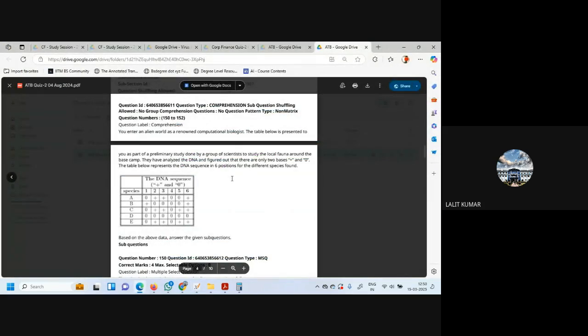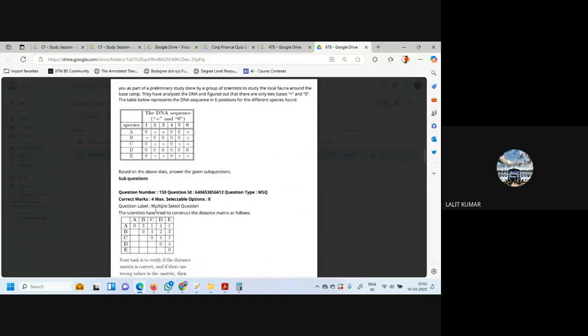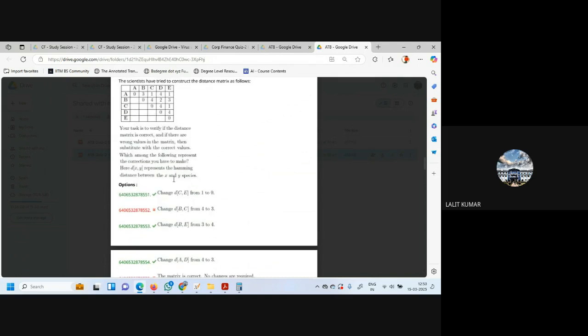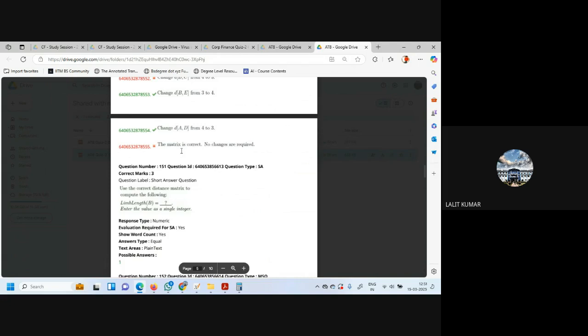they have asked a table below. The scientists have tried to construct the distance matrix as below. So first is the distance matrix. Okay. So distance matrix you can check. Then which among the following represent the corrections you have to make. Here D, X, Y. Your task is to verify if the distance matrix is correct, and if there are wrong values in the matrix, then substitute with the correct values. So this is directly from the distance matrix.